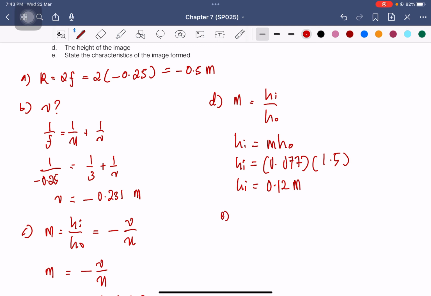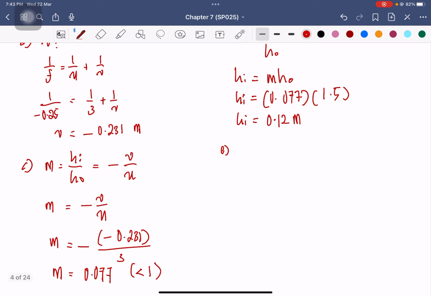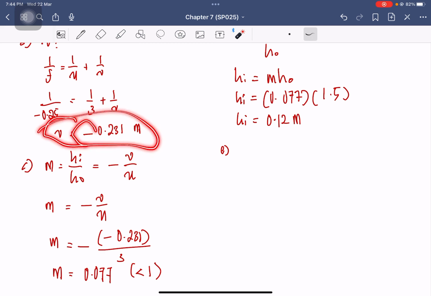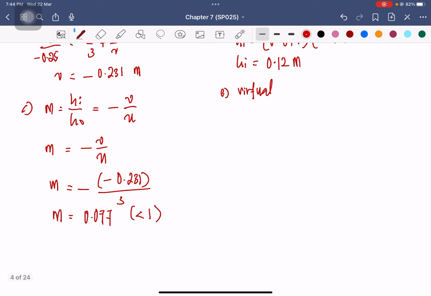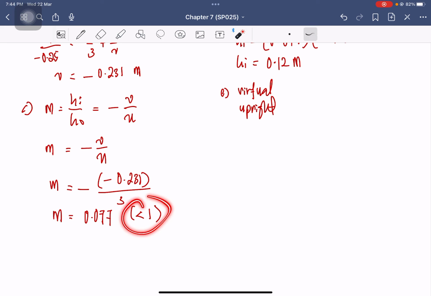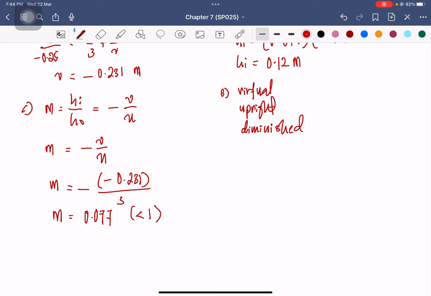Okay, lastly we have to state the characteristics of the image formed. Usually you have to give at least 3 characteristics, unless mentioned in the question. So first, based on this image distance, it is negative, so this is a virtual image. Next, we can look at the magnification. Since this is a positive value, it is telling us that the image is going to be an upright image. Next, since it is less than 1, it is telling us that the image is diminished, so it is much smaller than the object itself.